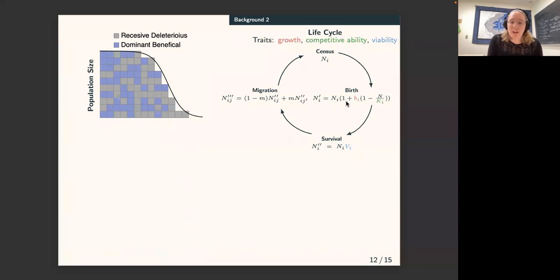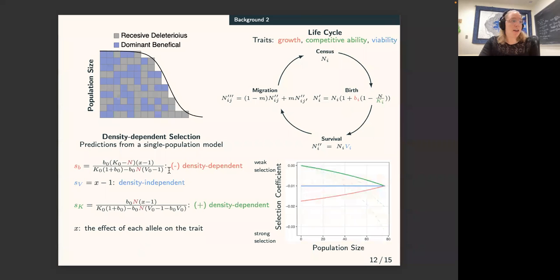However, we know that many traits actually experience much more complex forms of natural selection, and we can see three different forms of selection simply by writing out this life cycle. So this is just your classic logistic growth model. And we could imagine that selection acts either on the intrinsic growth rate, the carrying capacity, or the viability of individuals.